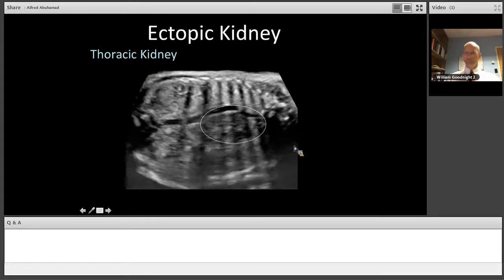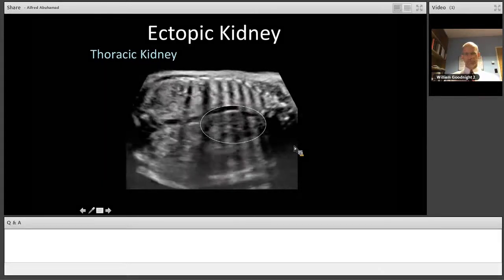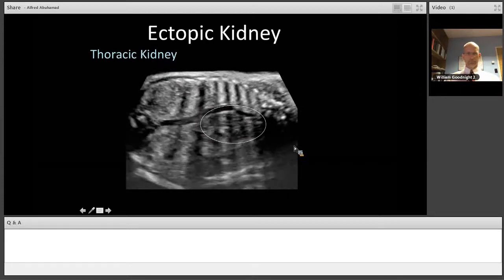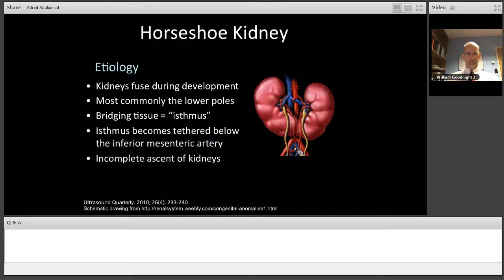Here's a case we had with a thoracic kidney. Here you see the kidney that is actually in the chest in a patient that we suspected had unilateral renal aplasia early on. So keep that in mind. They could be anywhere, but this is rare.